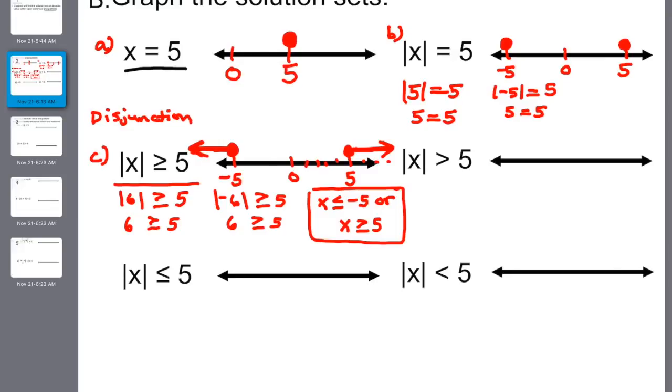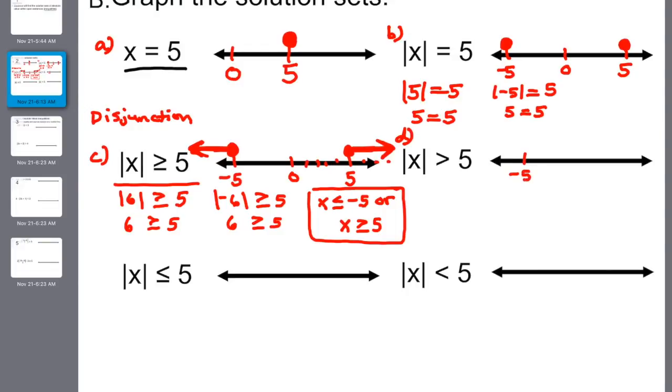Because our solution could be over here on the left side, less than or equal to negative 5, or it could be over here on the right side. Now let's look at where the absolute value of x is greater than 5. The only difference between letter C and what we'll call letter D here is we're just going to exclude the values of 5 and negative 5.